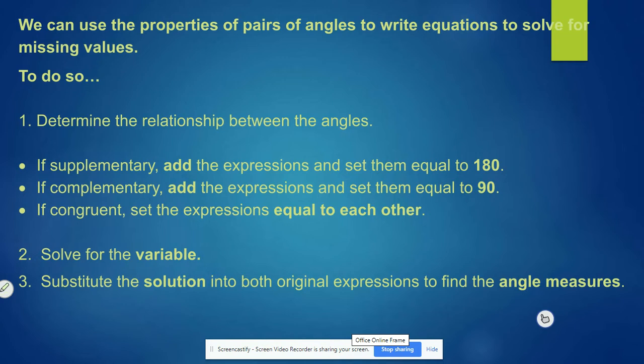If they're supplementary, you're going to add the expressions and set them equal to 180. If they're complementary, you're going to add them and set them equal to 90. And if they're congruent, you're going to set the expressions equal to each other. Second, you're going to solve for the variable. And last, you're going to substitute the solution into both original expressions to find the angle measures.